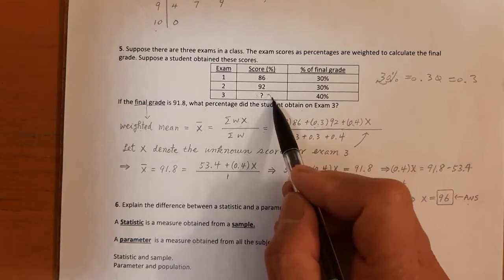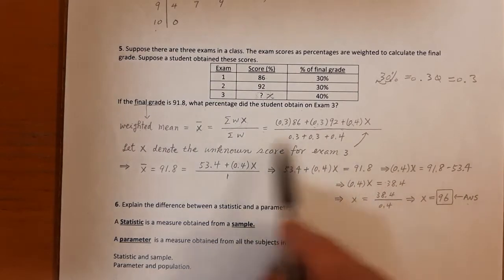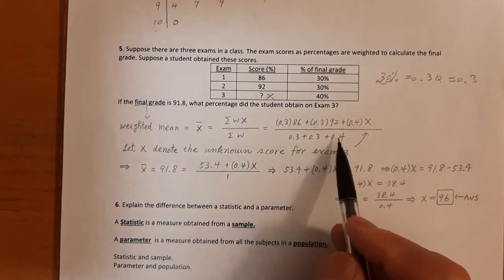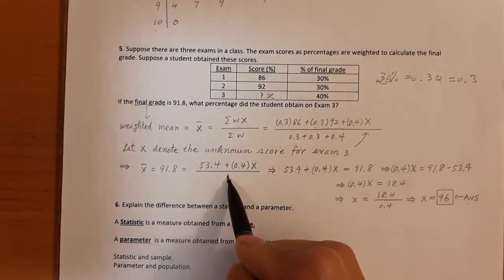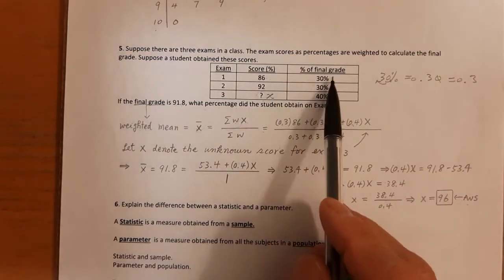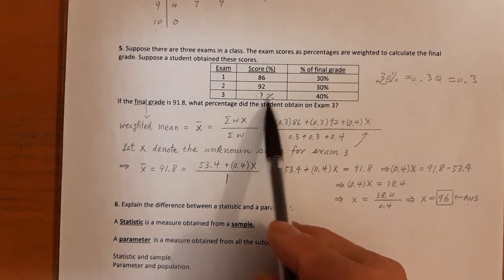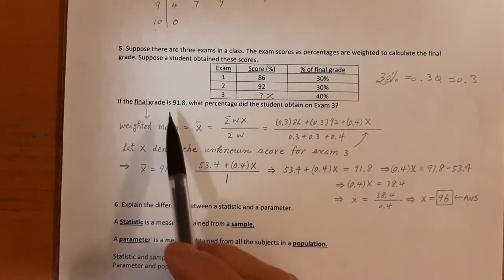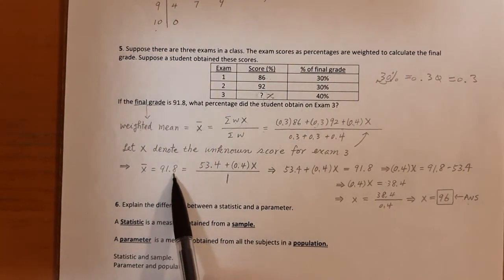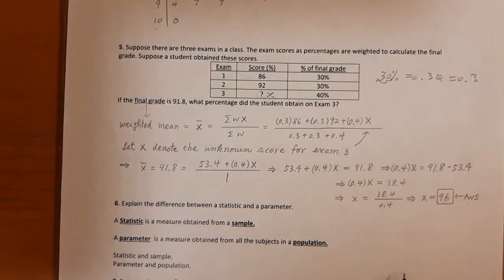We can assume this is x. Divided by total weight, 0.3 add 0.3 add 0.4 is just 1. Divided by 1, so actually it is just 86 times 30%, 92 times 30%, x times 40%, add together, total should be 91.8. That's the final grade. It's a weighted mean.